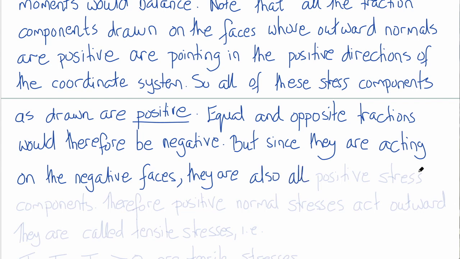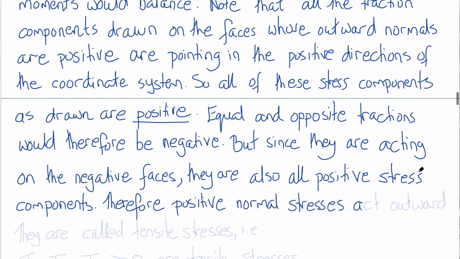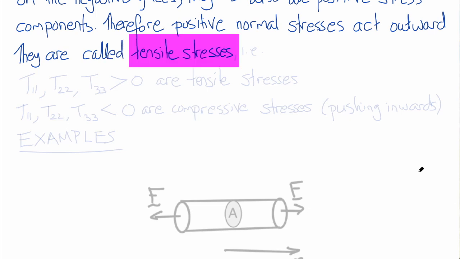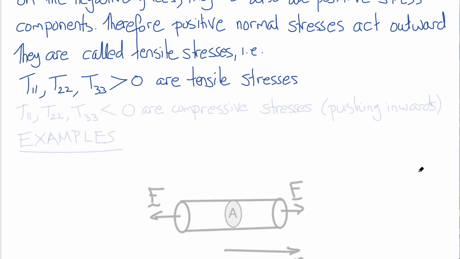But it's the sign of the normal stresses that's of particular importance and interest. So because positive normal stresses act outwards, they're referred to as tensile stresses. So when T11, T22, or T33 are greater than 0, we call these components tensile stresses. And when T11 or T22 or T33 is less than 0, we call those components compressive stresses, components that press in on the region.